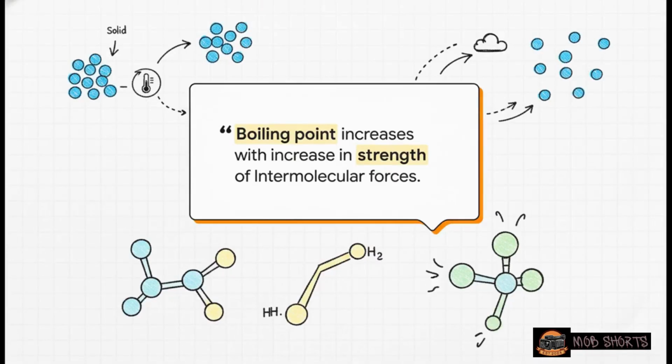Look, if you remember just one thing from all of this, let it be this. Whenever you see a question about boiling point, melting point, or vapor pressure, your brain should immediately go to one place: intermolecular forces. It is always about the intermolecular forces and how strong they are. That is the key to everything.